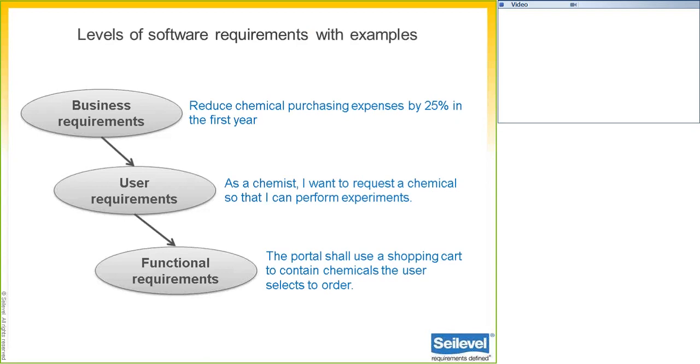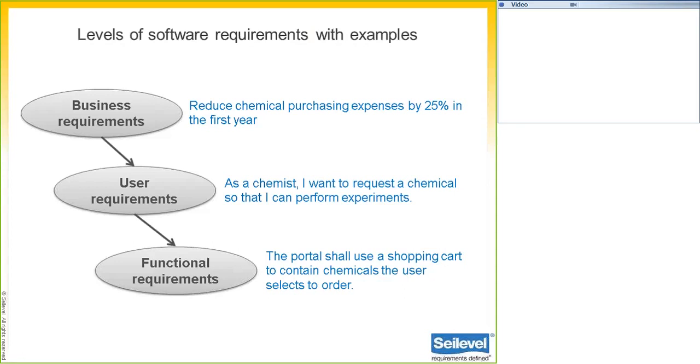And I want to give you a couple examples of each of those. All of the examples that we're going to go through today are out of a chemical tracking system that we've kind of simplified. It's a real project, but we've simplified some examples here for demonstration purposes. At the top level, we have a clear objective that tells us why we are building the system. And in this case, it's reduce chemical purchasing expenses by 25% in the first year. Below that, we have a user requirement. So one example of a user requirement is, as a chemist, I want to request a chemical so that I can perform experiments.